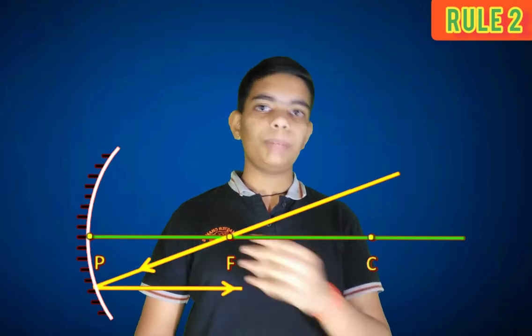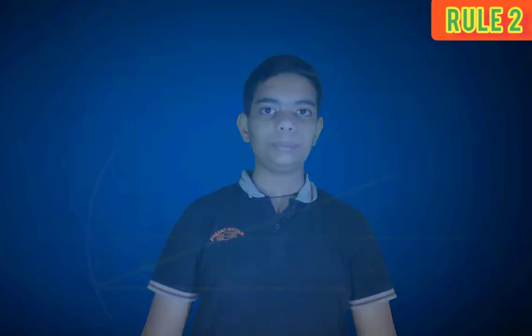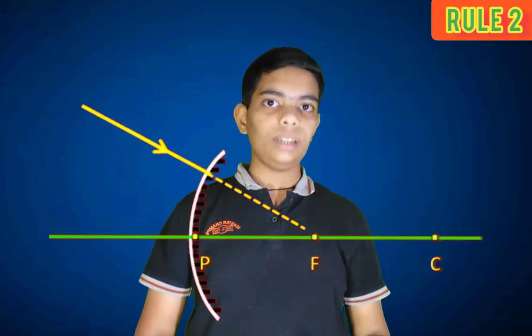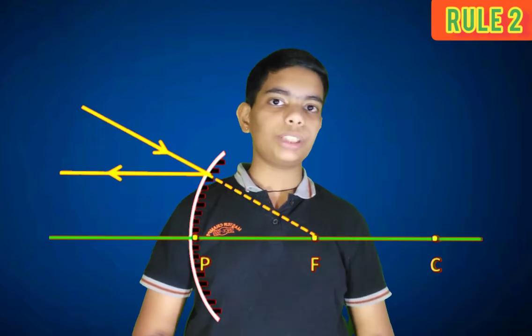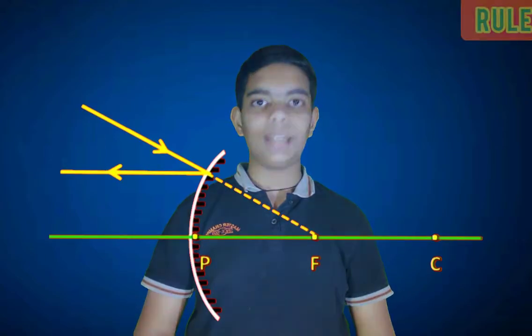The second rule is exactly the opposite of the first rule. The ray which passes through the focal point after reflection becomes parallel to the principal axis. Here you can see in the concave mirror, the ray which passes through the focus after reflection becomes parallel to the principal axis. Next, in the convex mirror, the ray which appears to fall on the focus behind the mirror after reflection becomes parallel to the principal axis.